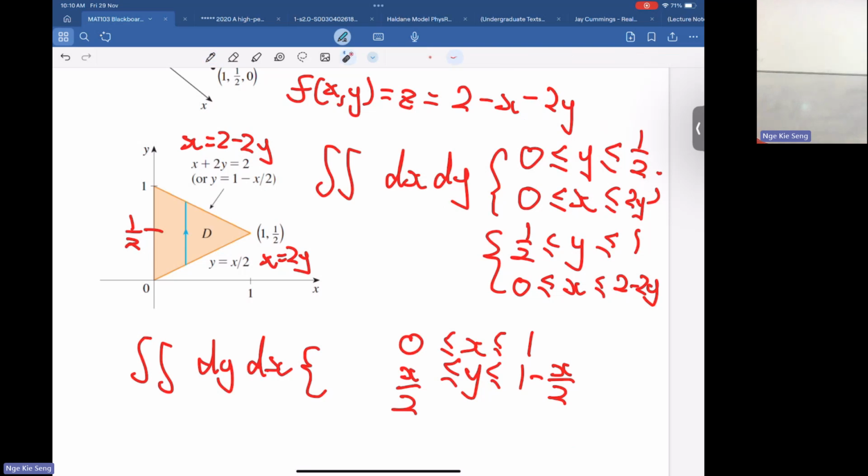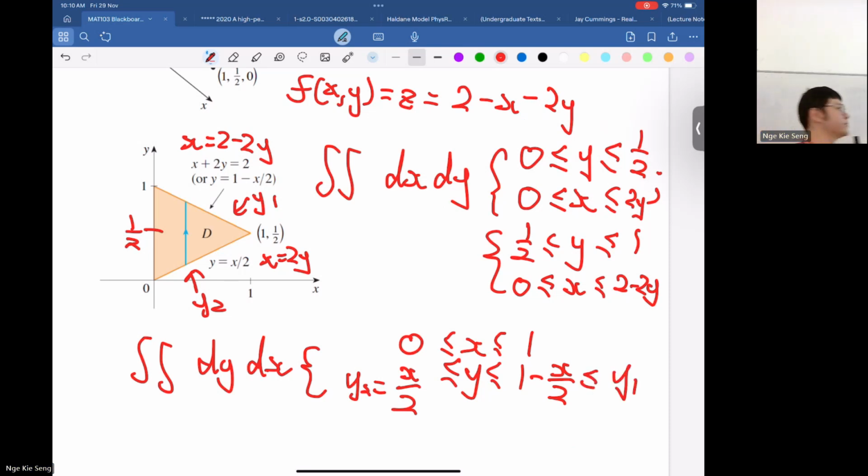Okay, upper bound is the top curve here. If you want to think of it, you can call this y1 and this one y2. So it's bounded below by y2 and bounded above by y1. Two curves, y1, y2. Okay, or not?